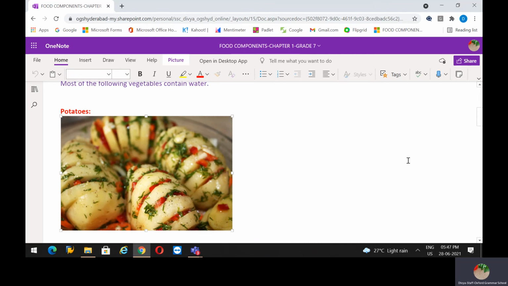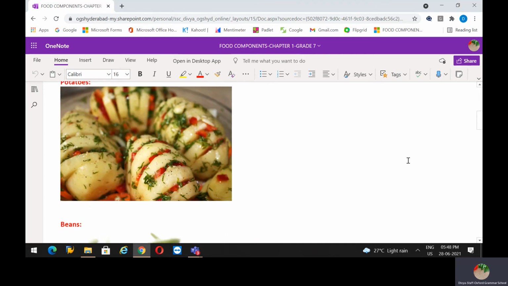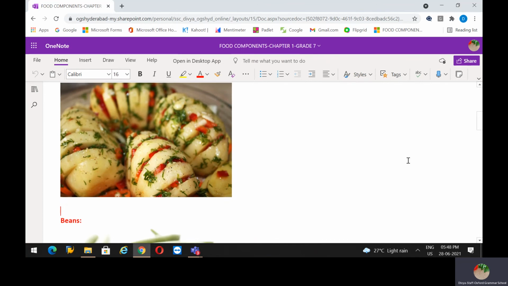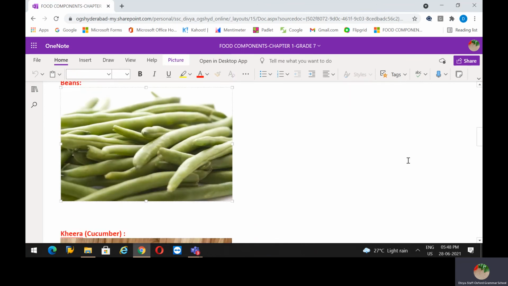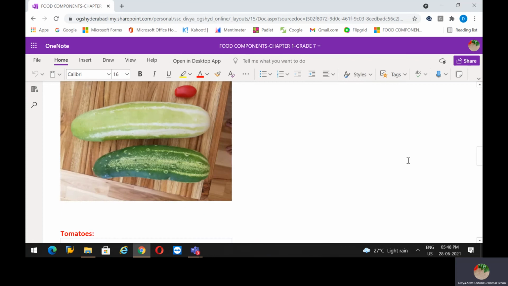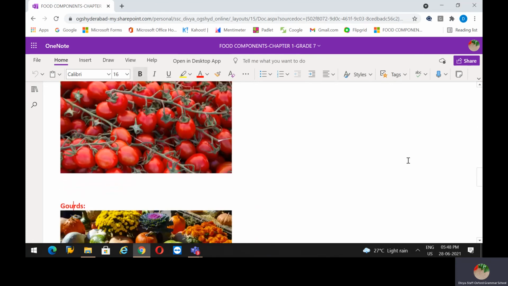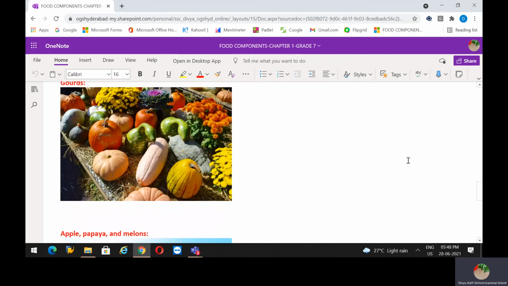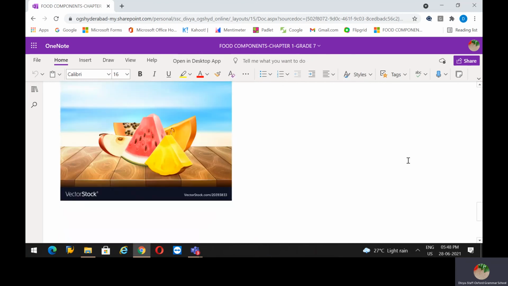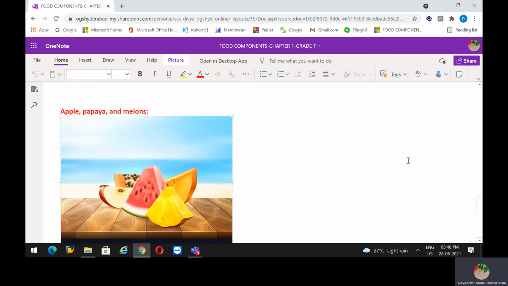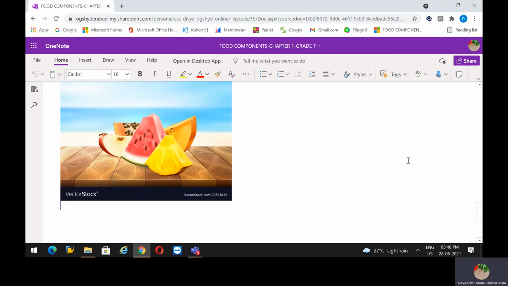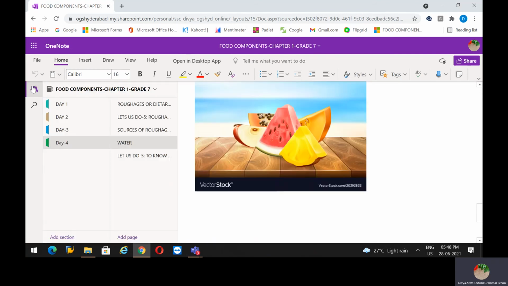So can you find water? See, we find water in potato. We find it, isn't it, children? Most vegetables like potato, beans, we find water. Kira is nothing but cucumber. Okay, in summer season we'll have it more, right? Even in tomatoes we find water. Gourds and fruits like apples, melons, and papaya, they all contain water. It's a good source of water. Okay, yes. So water is very, very essential, children.